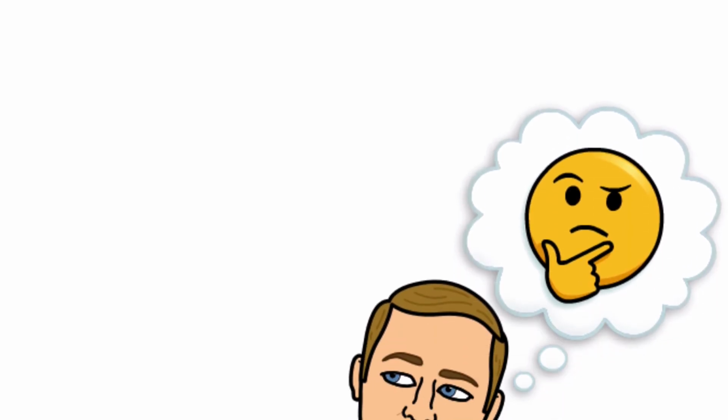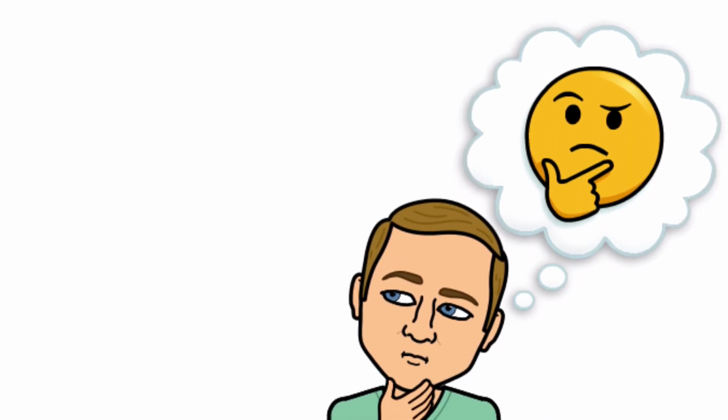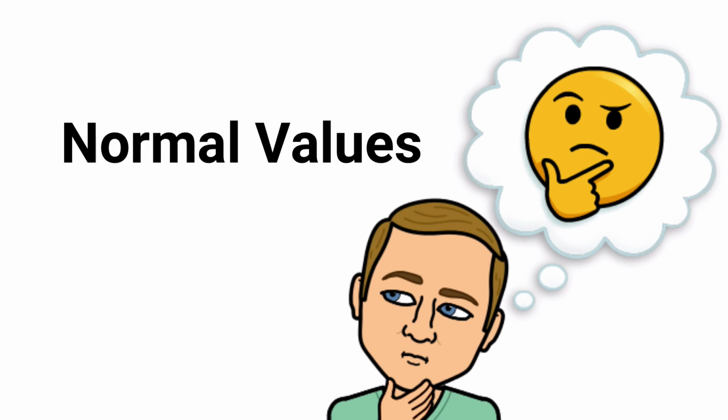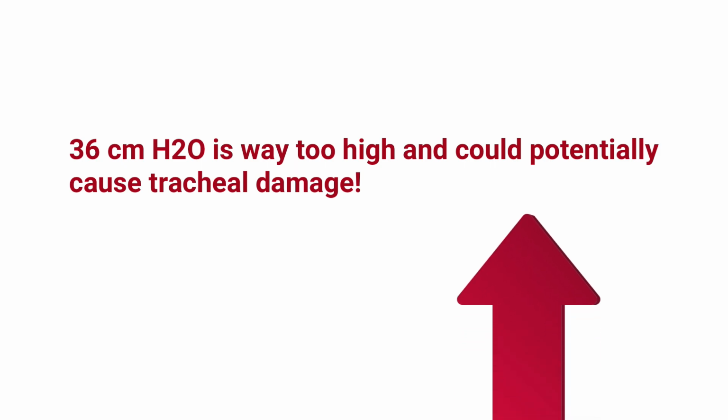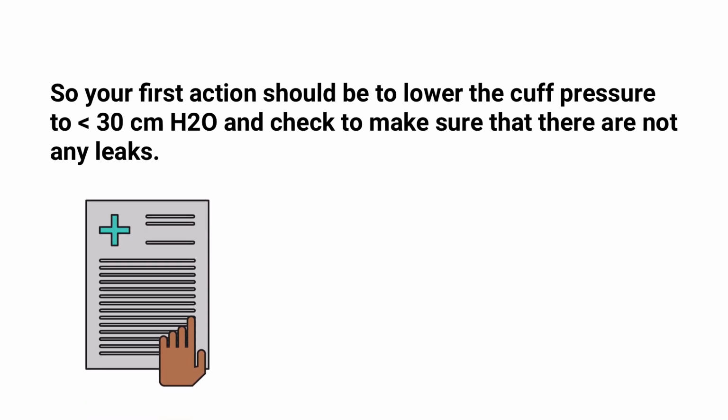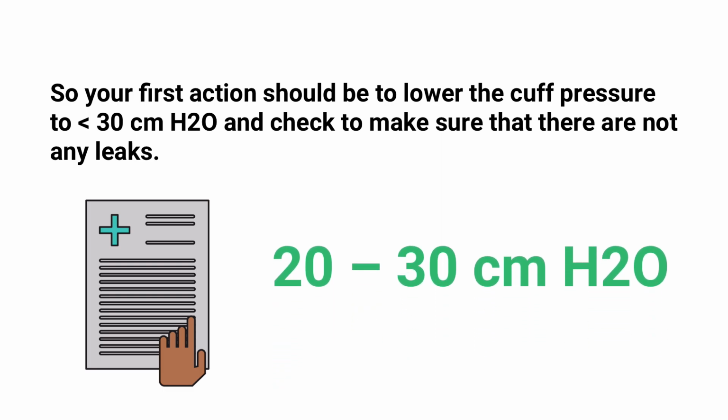In order to answer this one correctly, you have to know what the normal values for cuff pressure are. And in this case, you must know that 36 centimeters of water pressure is way too high and could potentially cause tracheal damage. So your first action should be to lower the cuff pressure to less than 30 and check to make sure that there are not any leaks. So for the TMC exam, you have to remember that the cuff pressure should stay between 20 to 30 centimeters of water pressure.